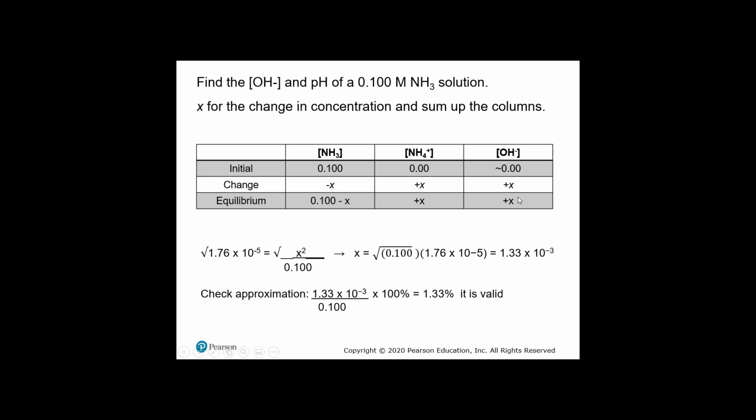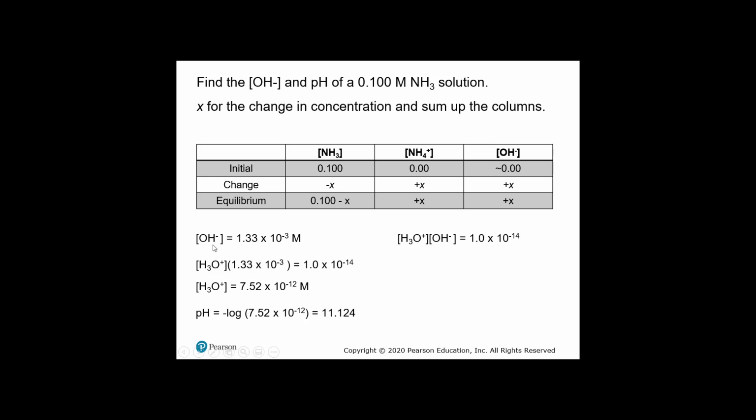Now remember, this X is the concentration of ammonium ions and hydroxide ions. So we have the hydroxide ion concentration, but this is asking for the pH. pH is related to hydronium concentration. So we're going to use our Kw and solve for the hydronium concentration. Doing our math, we isolate it. We end up with 7.52 times 10 to the negative 12 molar. Plug that into the negative log, and remember, 3 sig figs, we end up with a pH of 11.124. That's it.